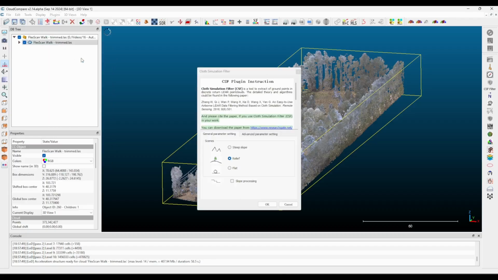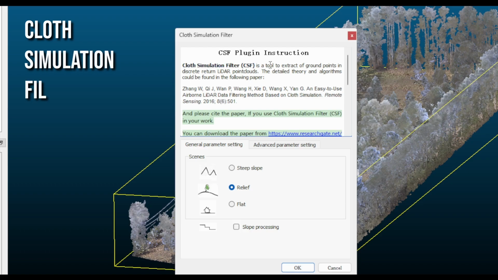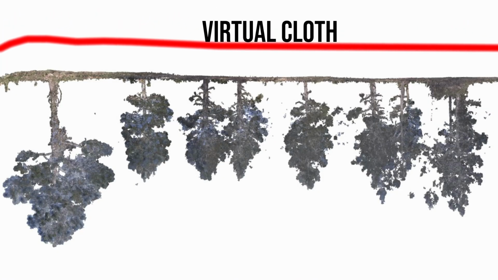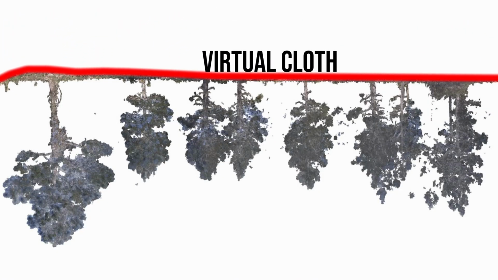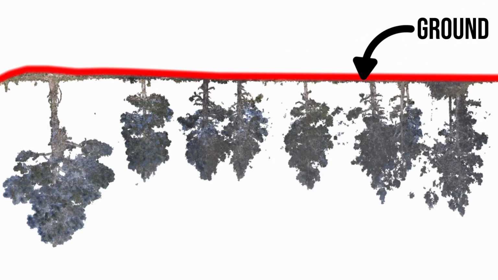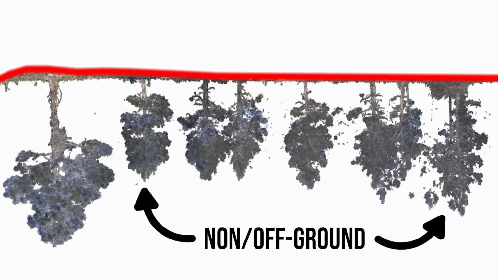The CSF or cloth simulation filter basically flips the point cloud upside down and simulates laying a virtual cloth over this inverted surface. Where the cloth touches the point cloud, it's assumed to be the ground. The rest of the point cloud, such as buildings, trees, or other objects that stick out, are identified as non-ground points.